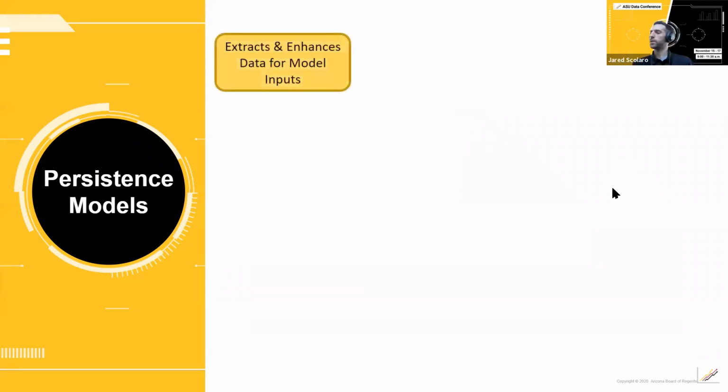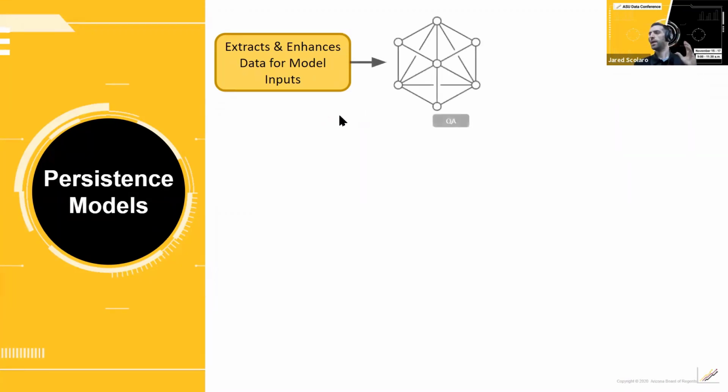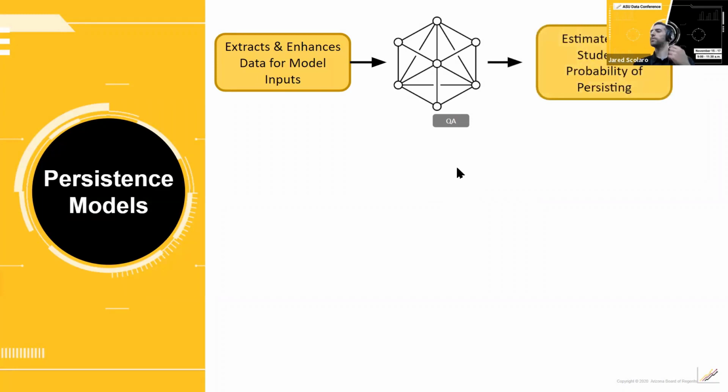So just a very quick idea of our process of how the predictions come about. We have this pipeline that Hamid went into a lot more detail on. We extract and enhance data for our model inputs. We do quality assurance. And then all this goes together to have a student's probability of persisting. So each student gets that value of persisting.